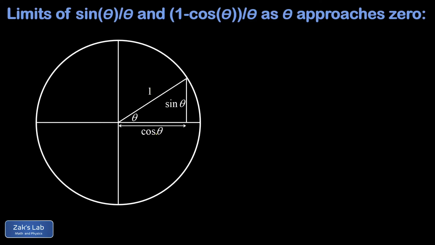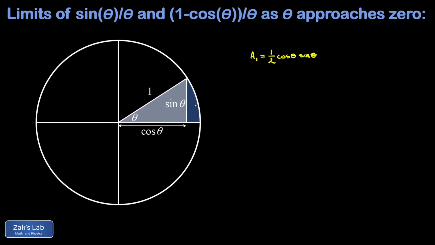So if we think in terms of side lengths of this triangle, the base of the triangle has a length of cosine theta and the height of the triangle is sine theta. And for our geometric construction, what we're concerned with is actually the area of this triangle. I'm going to call that A1. And the area of a triangle is just 1/2 base times height. So A1 is 1/2 cosine theta times sine theta.